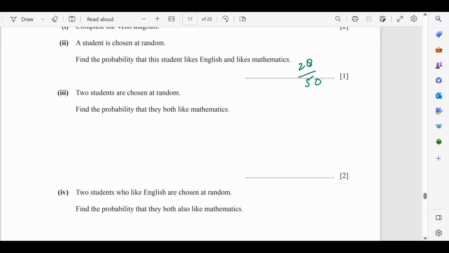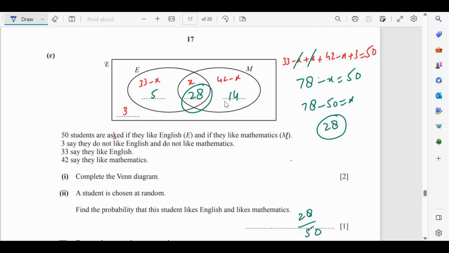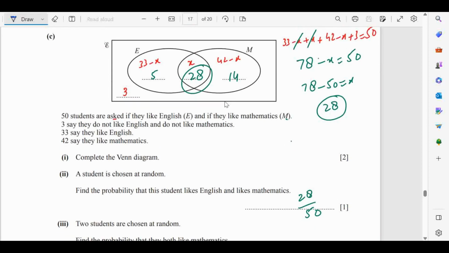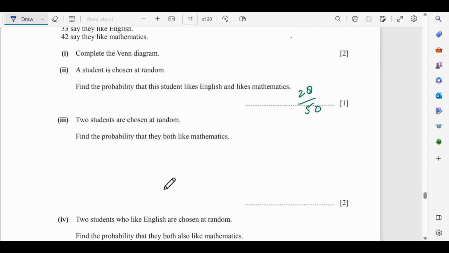In the third part, two students are chosen at random. Find the probability that they both like mathematics. Now we know that we have 42 students who like mathematics. So two students are chosen at random. Find the probability that both like mathematics.